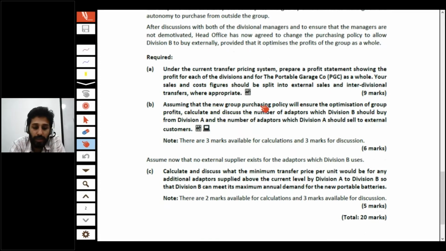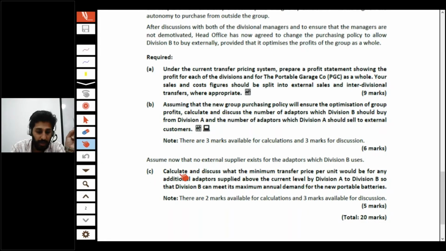assuming that the new group purchasing policy will ensure the optimization of group profits, calculate and discuss the number of adapters which division B should buy from division A, and what number of adapters should be sold to the external customers. There are 3 marks available for the calculation and 3 marks for the discussion.